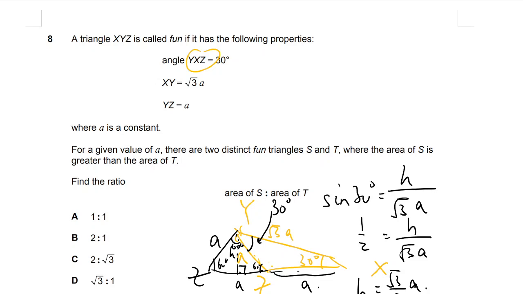Now we're all set. So what's the ratio of the area of S to the area of T? Well, it must be 2 to 1. Why is that so? Because they share the same height, which is that dotted line h that I've drawn. But the base of S is twice as long as the base of T. The orange triangle has a base of length A, whereas the larger triangle has a base of length 2A. So the ratio of the bases is exactly the ratio of the areas of the triangles. So the answer is 2 to 1.